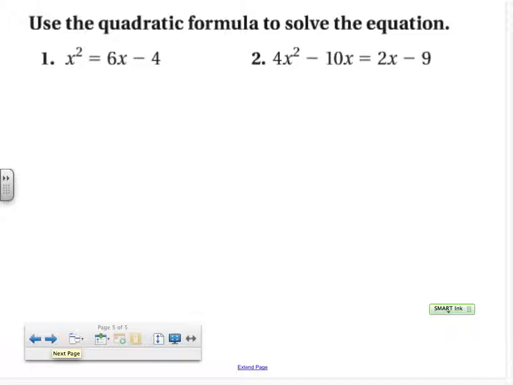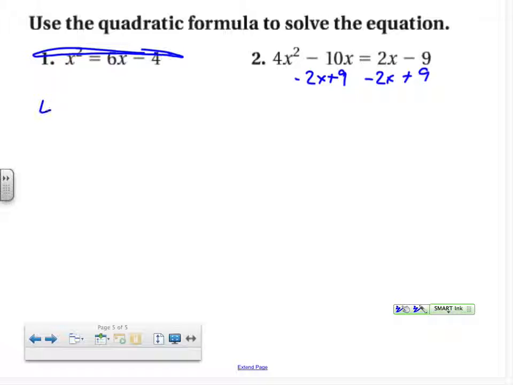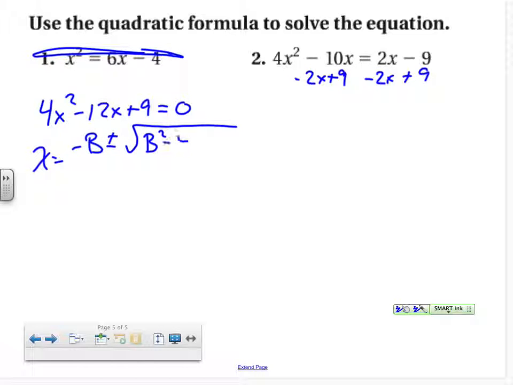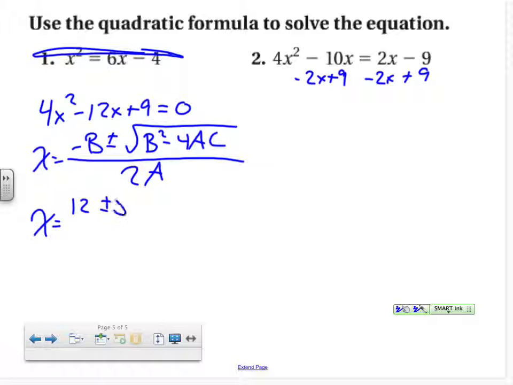All right, so number 2, first off, let's get it into standard form. So that means we're going to subtract 2x and add 9. So we'll have 4x squared minus 12x plus 9 equals 0. Use the quadratic formula. Okay, a is 4, b is -12, c is 9. So negative b will be positive 12. Right, b squared would be -12 times -12, which is 144.